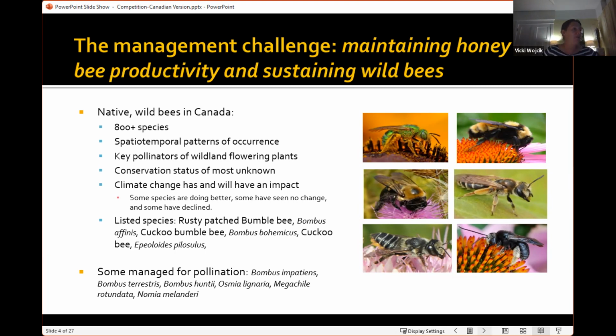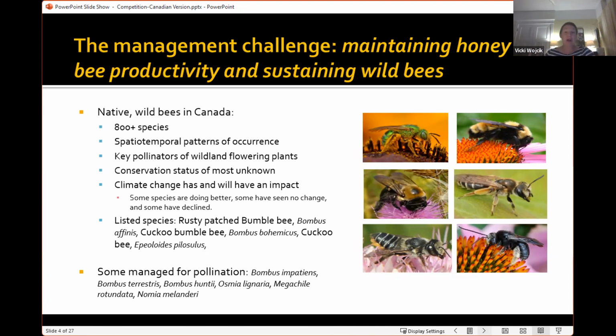We do know climate change has a huge impact on them, as it does on honeybees. Some species are doing better, which sounds odd, but some species actually are taking advantage of the changes seen in a changing climate. For some there's no evidence for change, and some, not surprisingly, are doing worse. And then we do have a subset of listed species, and there's actually a few more now since I last put the slide together. But across Canada there are at least 5 to 6 species of listed bumblebees, and then the 2 cuckoo bumblebees, the ones that are nest parasites on other bumblebees.